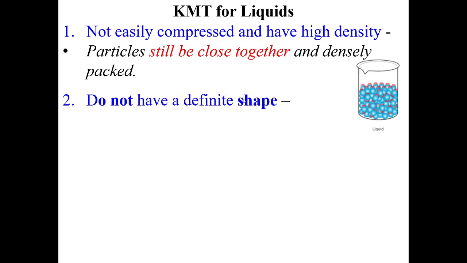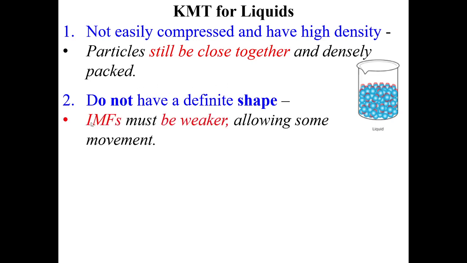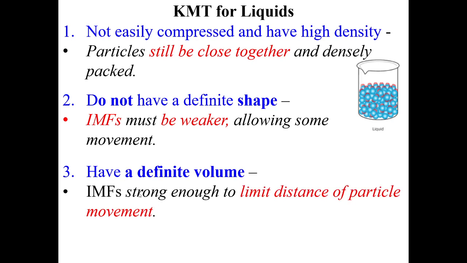So it does not have a definite shape. And IMFs must be weaker, allowing some movement. And that's because, again, we have more energy. It's warmer than the solid version, so they're fighting against those forces a little more because they've got more energy to do so. And they have a definite volume. IMFs are strong enough to limit the distance of particle movement. So it's kind of just in between the gases and the solids for that reason.